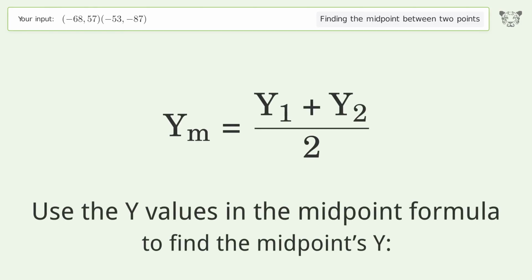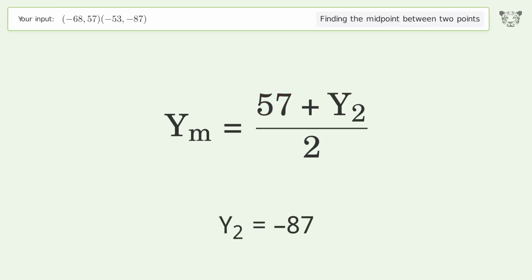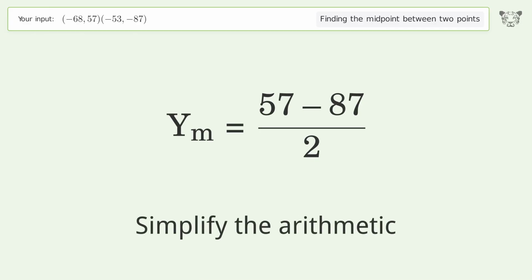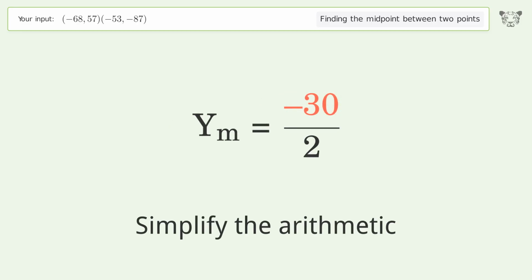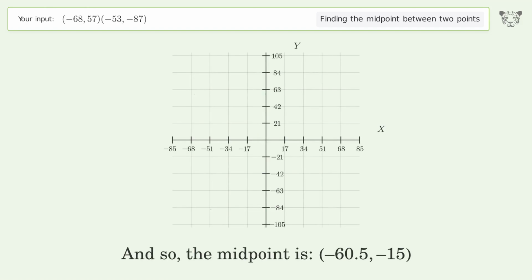Use the y values in the midpoint formula to find the midpoint's y. y1 equals 57. y2 equals -87. Simplify the arithmetic. And so, the midpoint is -60.5, -15.